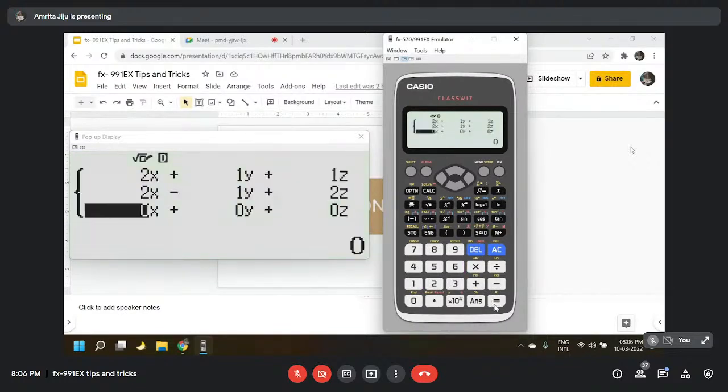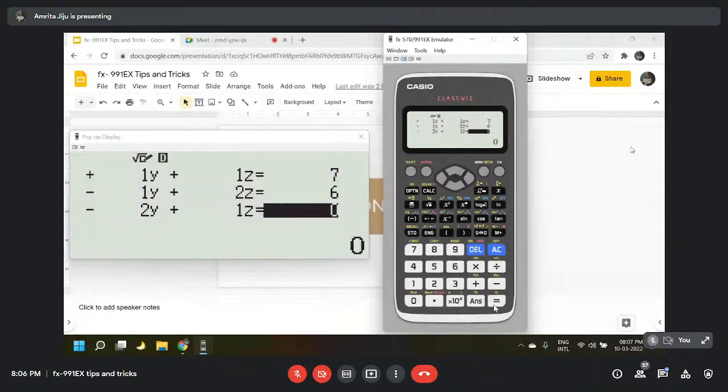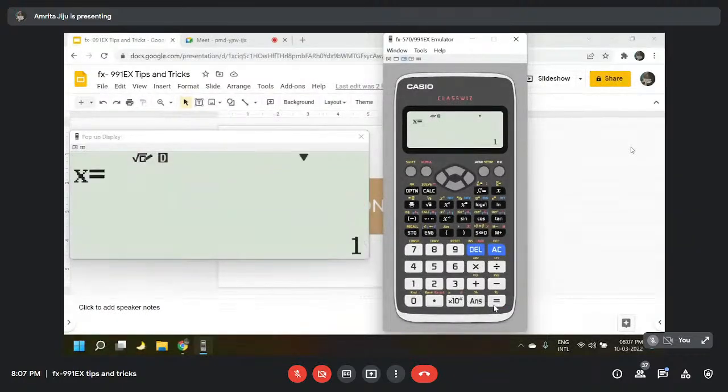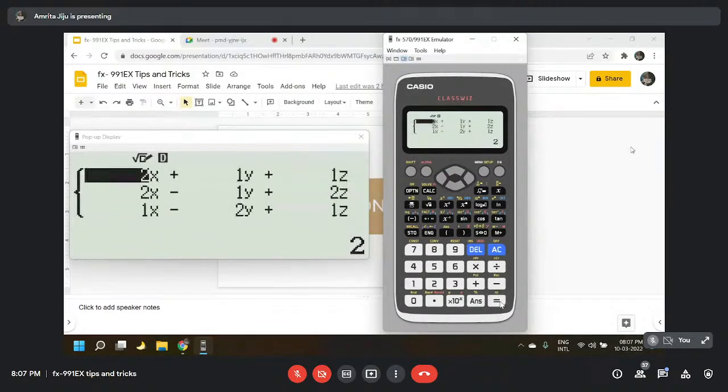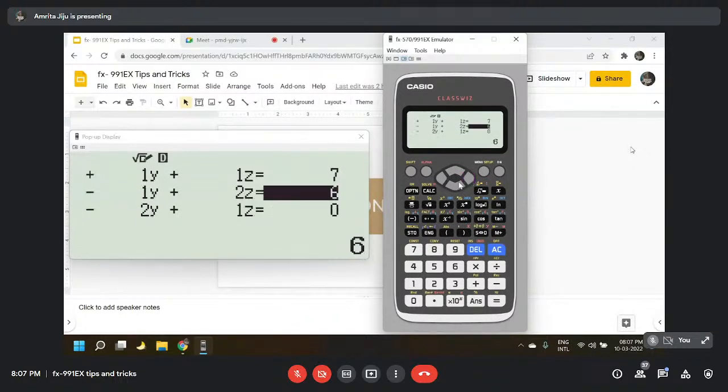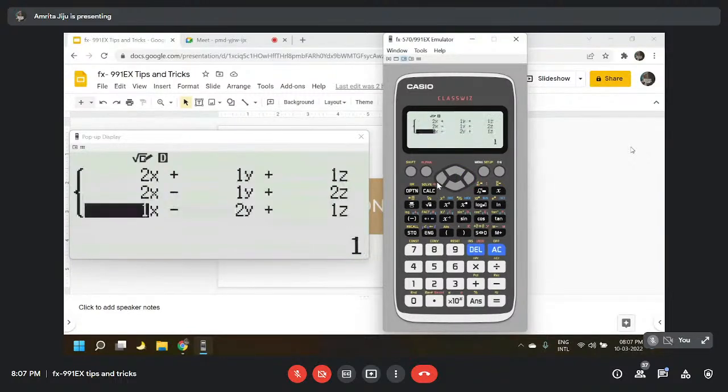Yeah. Now we are moving on to 1 minus 2, 1 equal to, let it be 0. Then when you hit equal to, okay, so you have set the numbers in the calculator's memory, the 3 equations that you need to solve the particular set of equations.